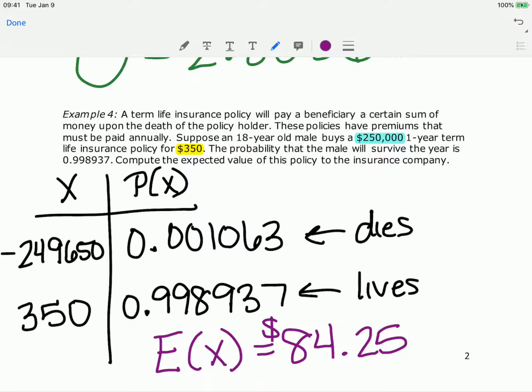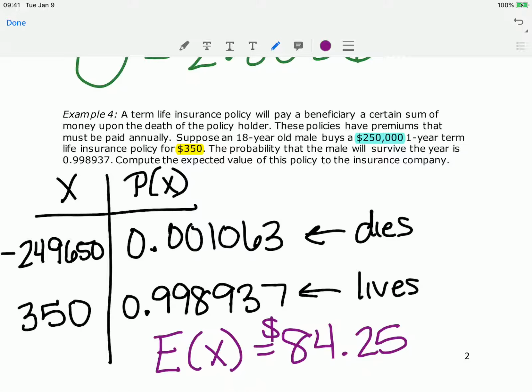So what this means is for the insurance company, for a life insurance policy like this, they can expect to make $84.25 over all of these policies. They're not going to make $84.25 on this one male. They're either going to pay or they're going to make money off of him. And it's either going to be the $249,650 or the $350.